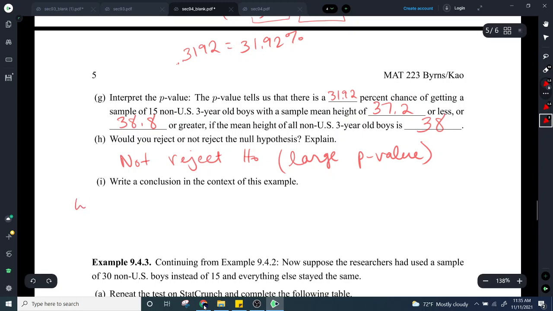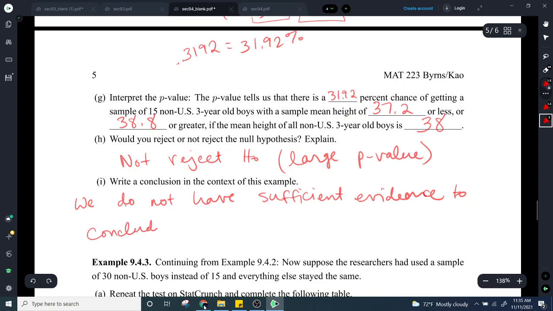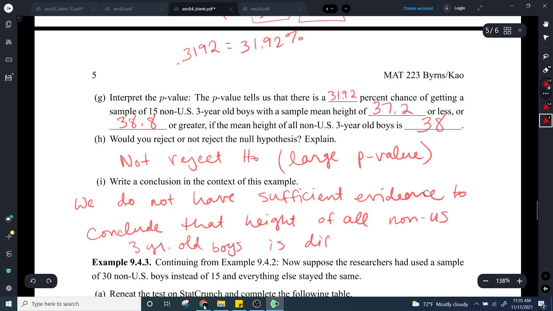So what can we say? We do not have sufficient evidence to conclude that the height of all non-US 3-year-old boys is different from the 38.